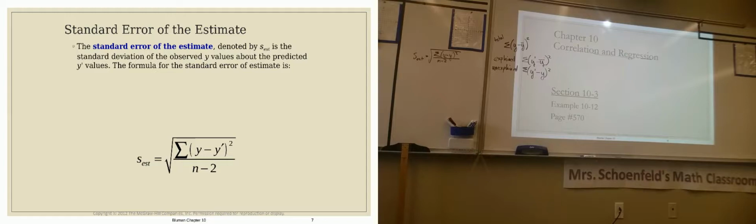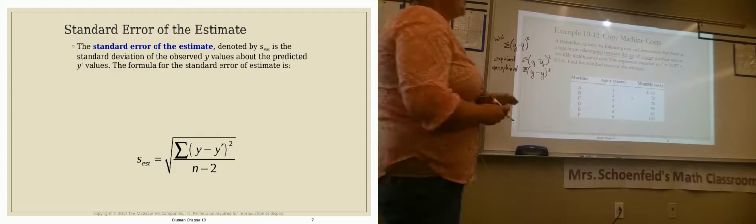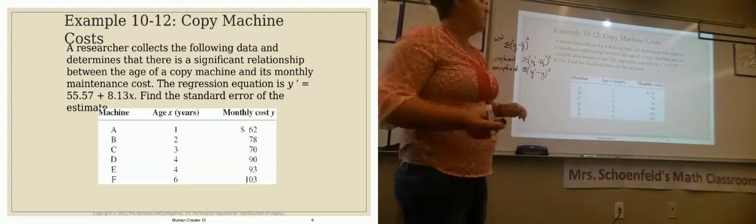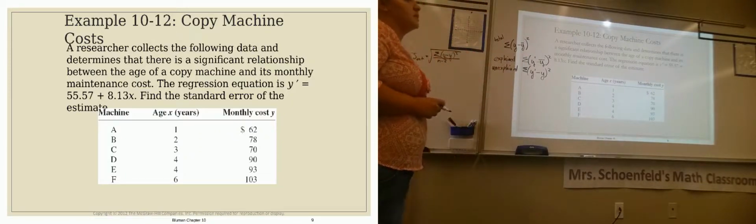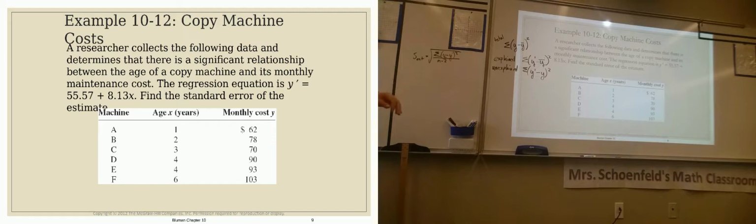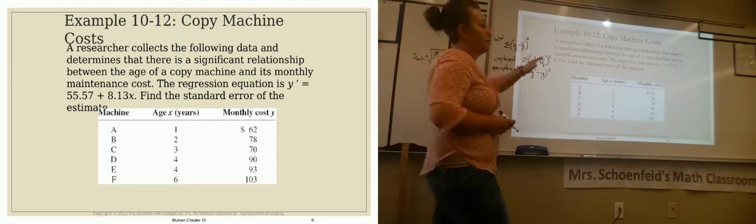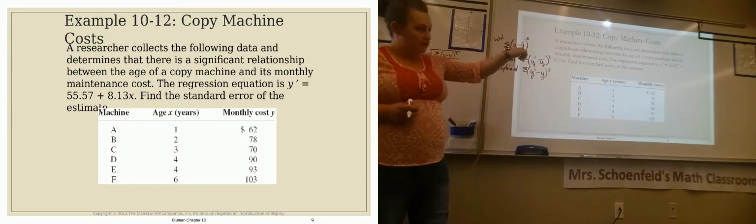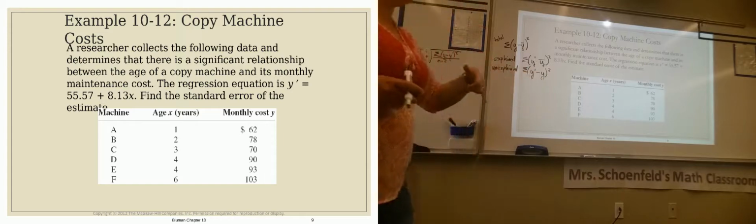Okay, so now let's actually do an example with it. So example 10.3. No, in 10.3, example 10.12. My gosh. And they have figures and examples and crazy things all over. Okay. So a researcher collects the following data and determines that there is a significant relationship between the age of a copy machine and its monthly maintenance costs. I have the regression equation of y prime is 55 plus 8.13x. Find the standard error of the estimate.